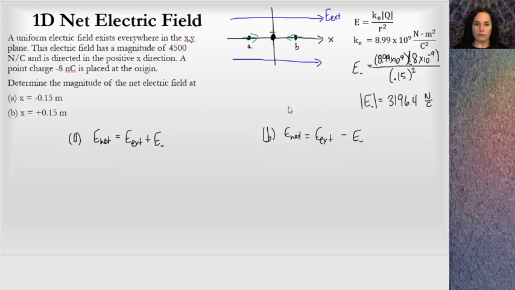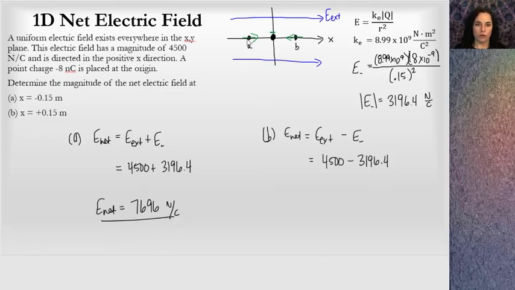So now that I know that, I can plug that into these two situations. In this situation, these two vectors add, so I'm going to get 4,500 plus 3196.4. Over in this situation, I'm going to get 4,500 minus that value, 3196.4. And that allows me to calculate these values. I get 7696 newtons per coulomb at point A, and at point B, I get 1,304 newtons per coulomb. So those are the answers for those two problems.